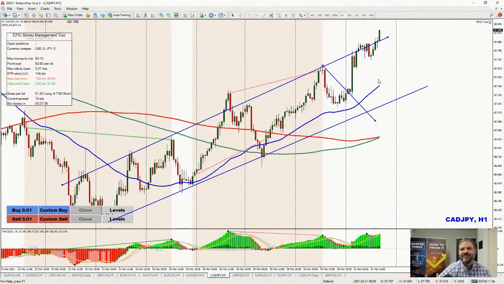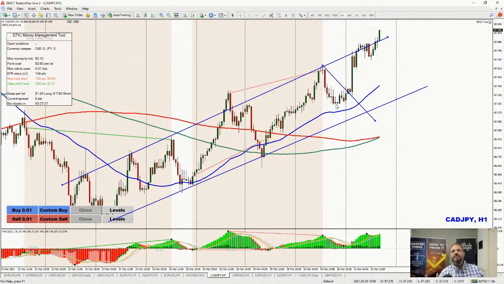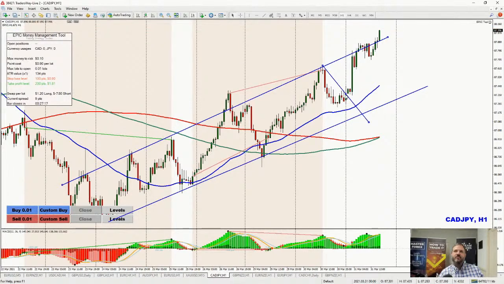Yesterday, let's talk about yesterday. I took this CAD yen. Well, I first took a CAD yen short here, and I didn't make any money on it. I got a break even, but I was going to go long here yesterday at the end of the day, and it didn't quite break, and then this is the end of the day, so I turned off my platform, and then boom, 63 pips. So, you'll have that. You'll miss some trades. You can't be in front of them all the time.